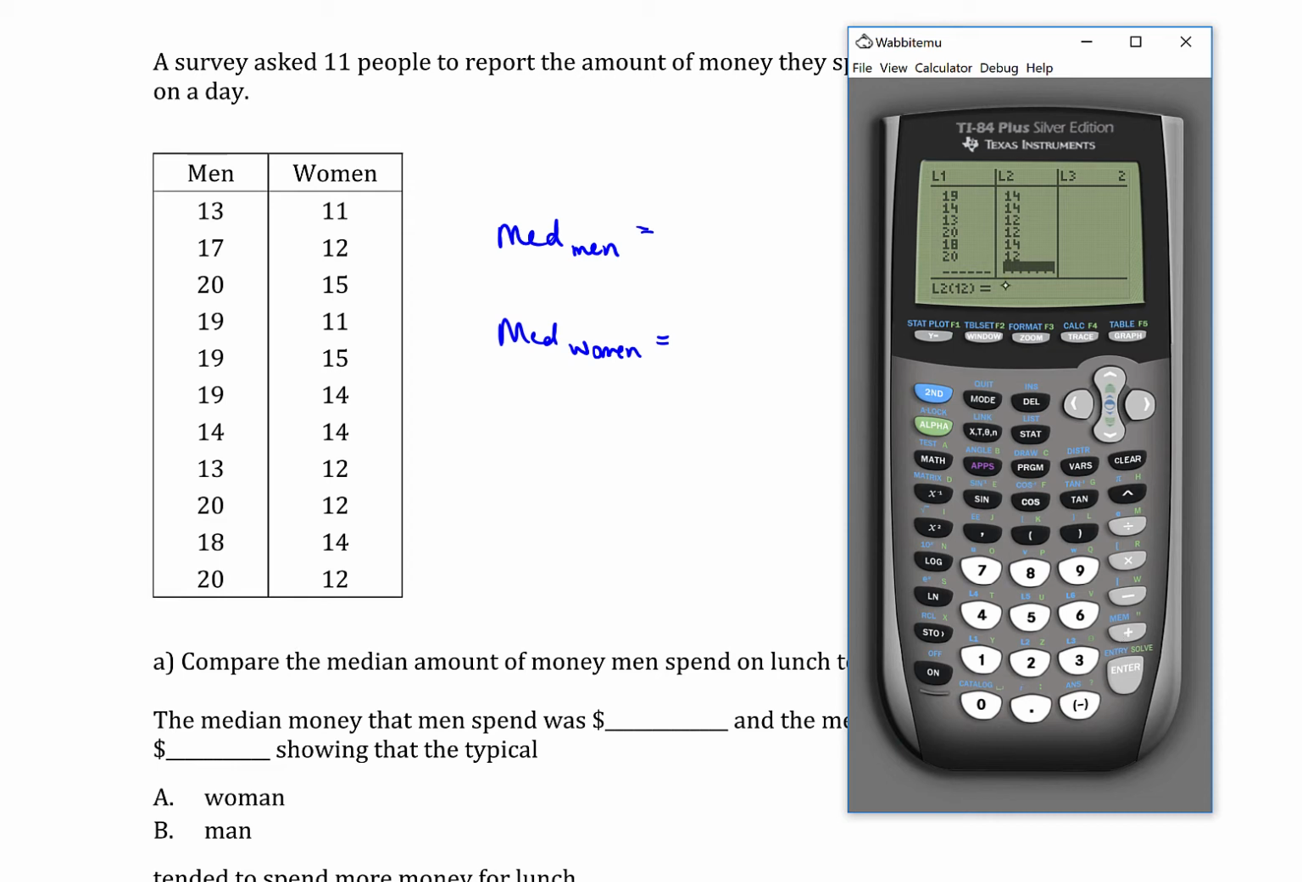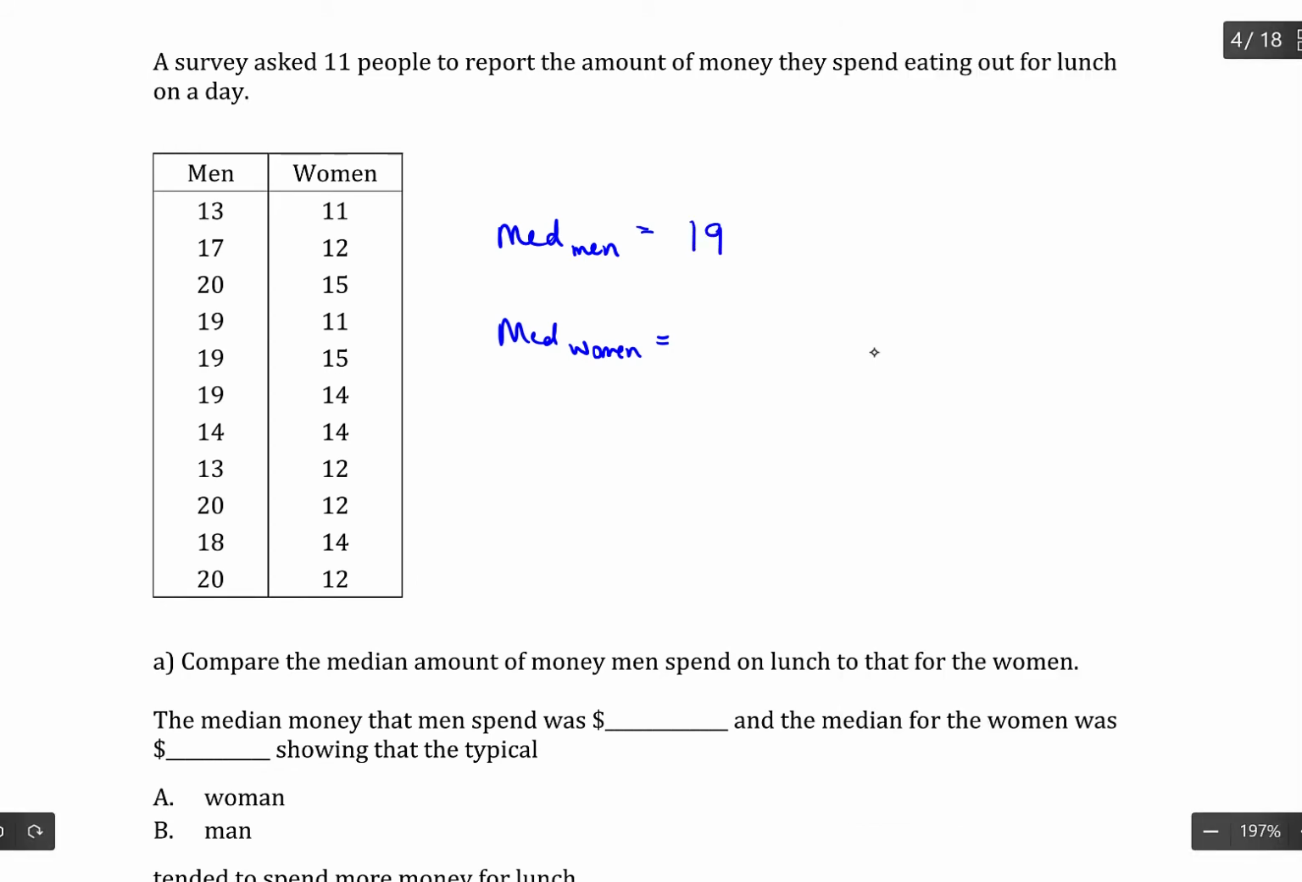Okay, so the data is in, and what I want to do first is find the median amount of money that men spend. And to do that, I'm going to take advantage of the one-var stats. So go over to Calc, get the one-var stats. And my data is in L1, that's the data for the men. So calculate. And scrolling down, I see that the median there is 19. All right, so the median for men is 19.